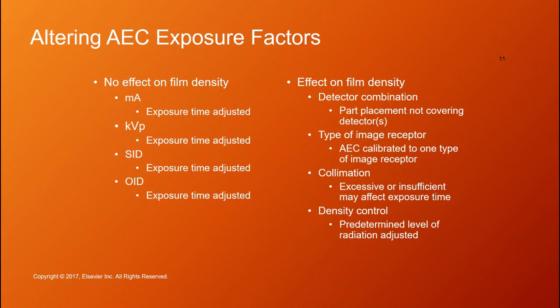Collimation, excessive or insufficient, may affect your exposure time, and therefore will affect your film density. And then lastly, density control, the predetermined level of radiation adjusted. So the radiographer can go to +2, and you realize after you have positioned your patient that they're really a -2, and you forget to change that, your density is going to show as a +2. Okay, so you've got to watch what you are doing on your exposure control board.